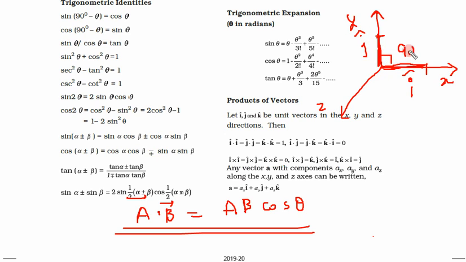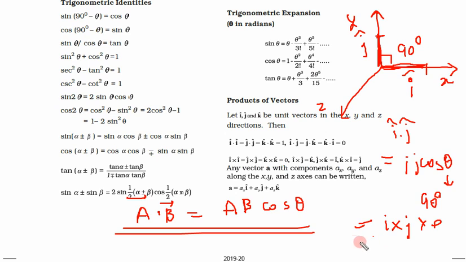90 degrees. So i dot j is equal to |i||j| cos theta, and the angle is 90 degrees, cos 90 is equal to 0. So i into j into 0, the value of i and j is 1 into 0. So what do we get? 0. That's why i dot j, j dot k, k dot i are always 0.